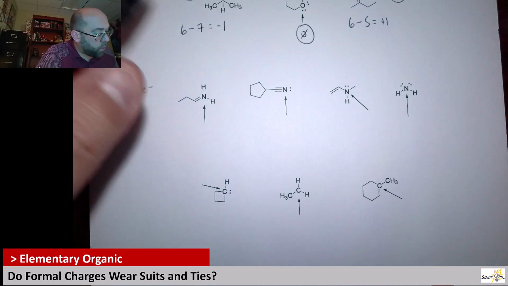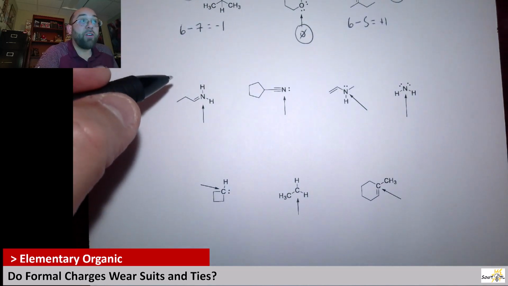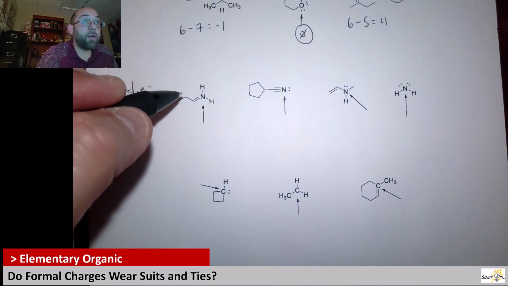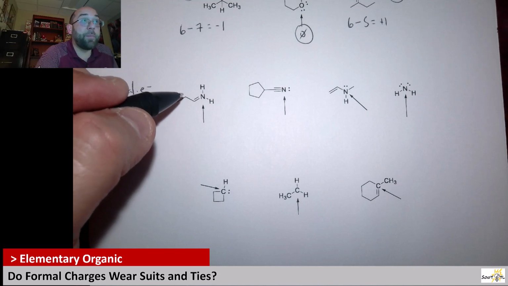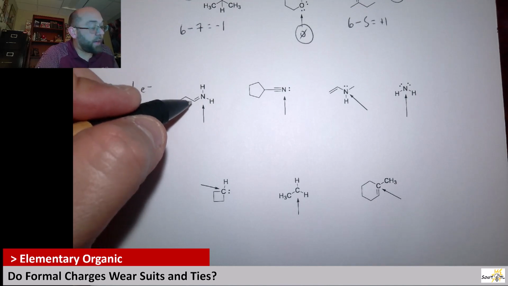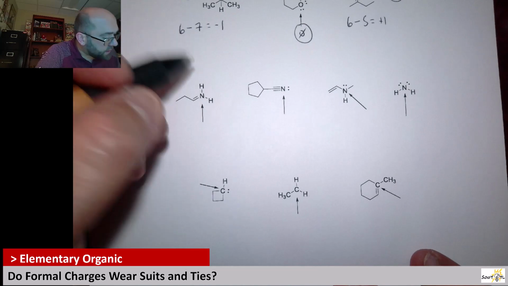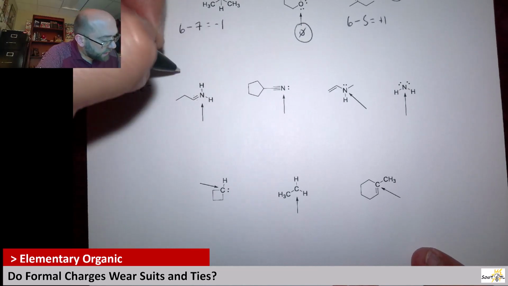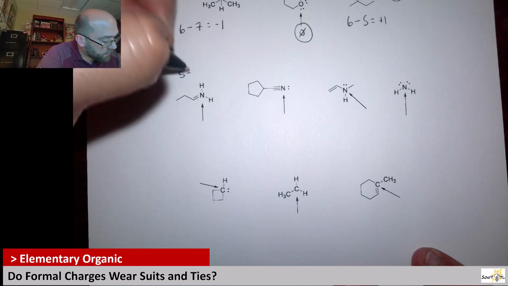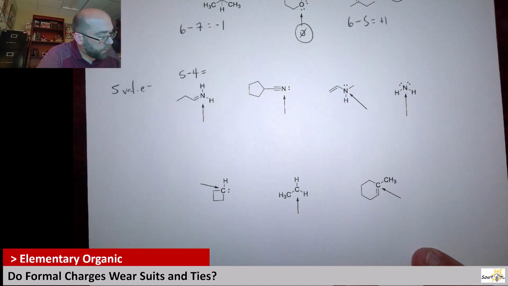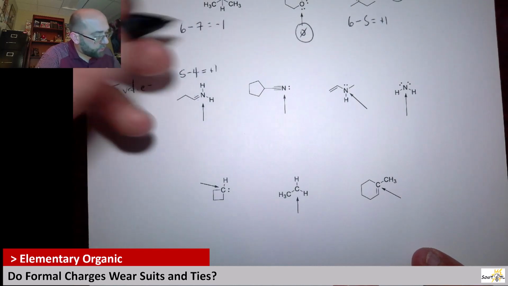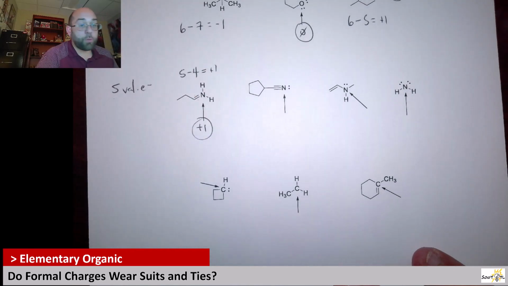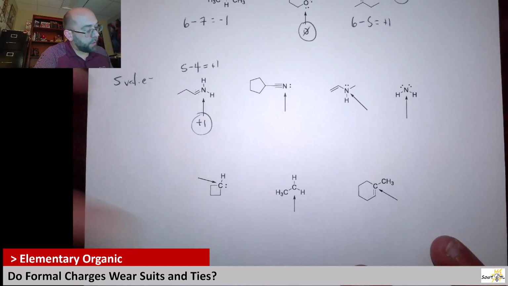All right. So remember, lone pairs count each electron as 1. Not the pair. Count each electron in the pair as 1. All right, and then count each bond as 1. So for this guy, it's got 1, 2, 3, 4 bonds. So we would have to say 5 minus 4, and then that would give us a +1. So here, this nitrogen has a +1 formal charge.